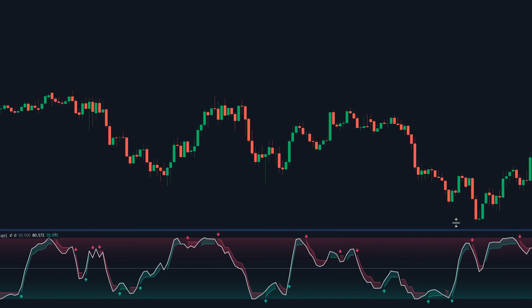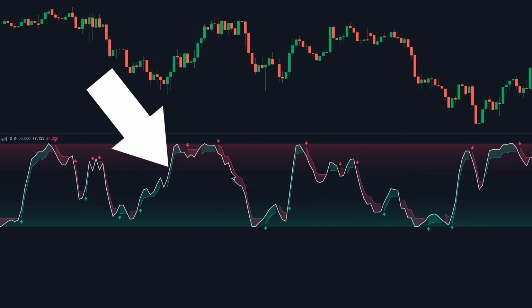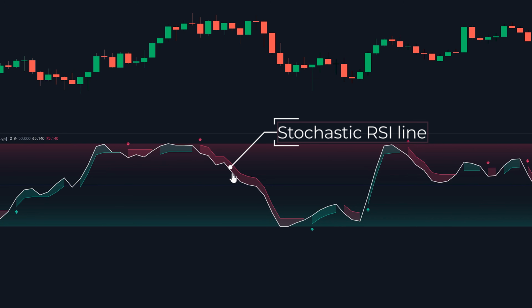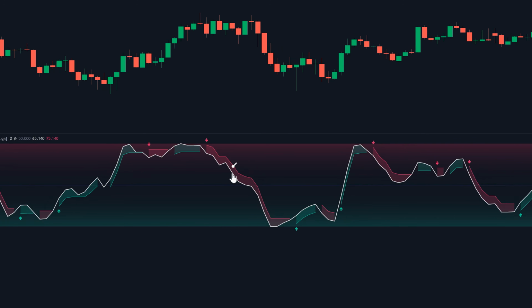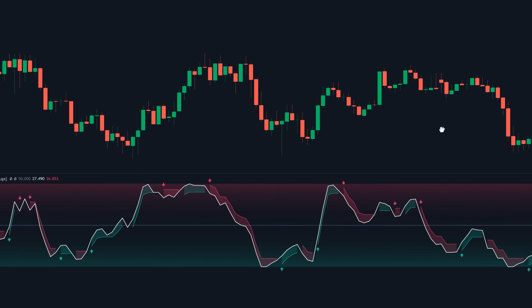Looking at the indicator, the first thing we're going to see is this white line traversing the indicator window, and it is called the Stochastic RSI line. Now, in the context of this indicator, the Stochastic RSI is really useful because it helps measure the momentum of the market, giving you a smoother and clearer picture of what's going on.